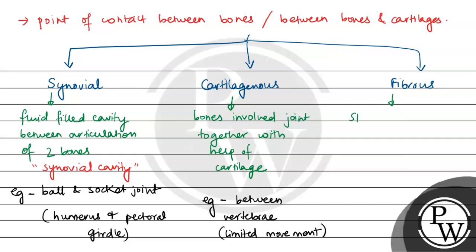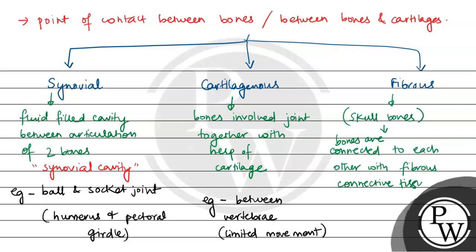Fibrous joints are basically present in the skull bones. They are called fibrous joints because the bones are connected to each other with the help of fibrous connective tissue. And which does not allow any movement. यहाँ पे कोई भी movement allowed नहीं है.